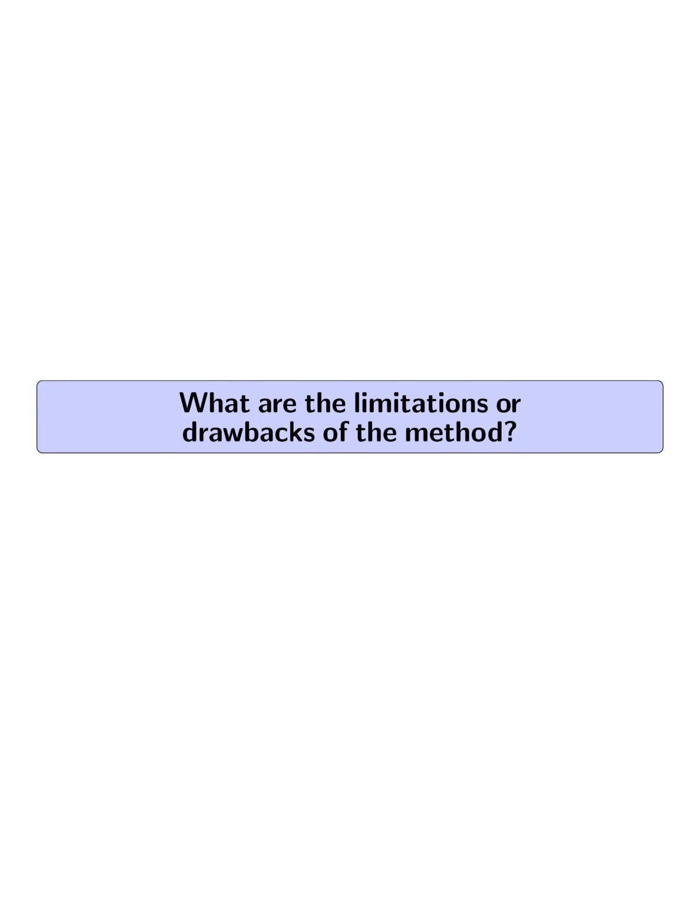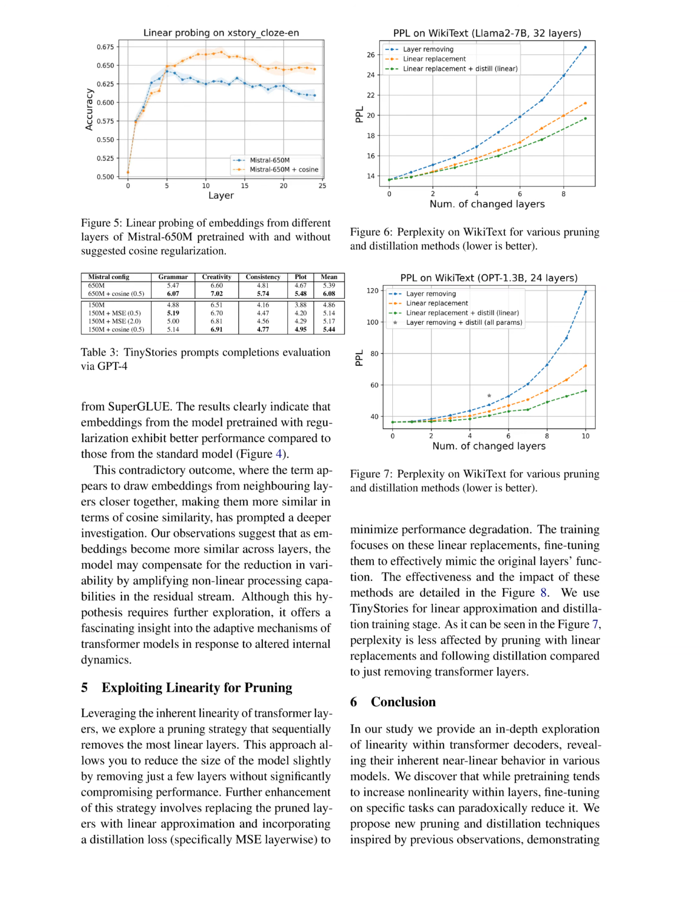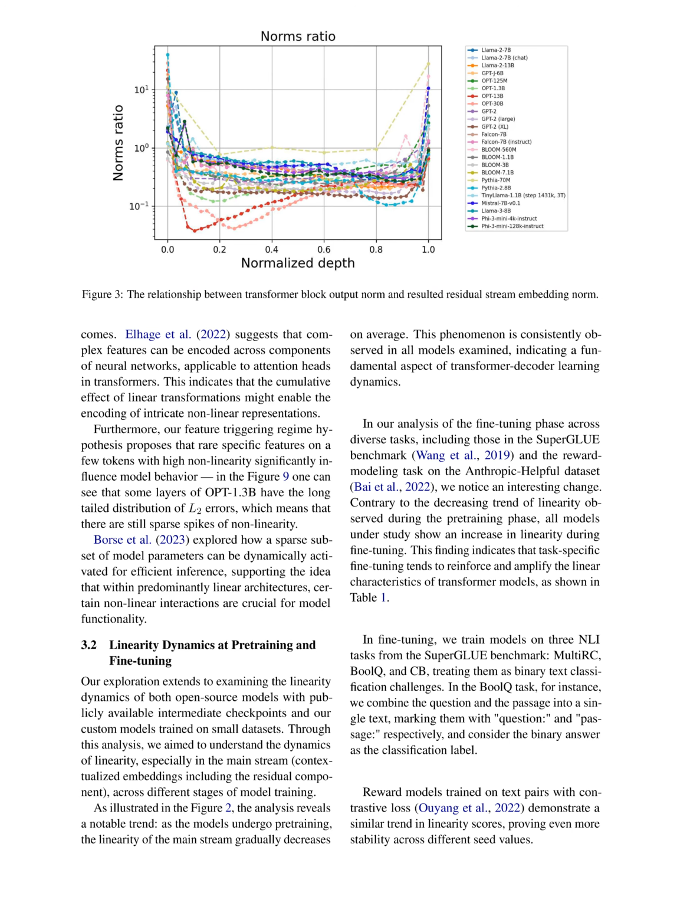What are the limitations or drawbacks of the method? The limitations or drawbacks of the method described in the paper include the potential reduction in variability as embeddings become more similar across layers due to the cosine-based regularization, which may lead to the model compensating by amplifying nonlinear processing capabilities in the residual stream. This phenomenon could impact the model's ability to capture diverse and complex features, potentially limiting its overall expressiveness and adaptability.